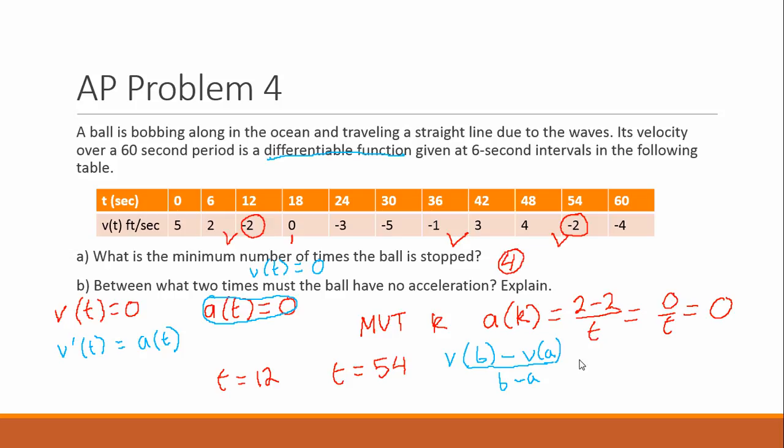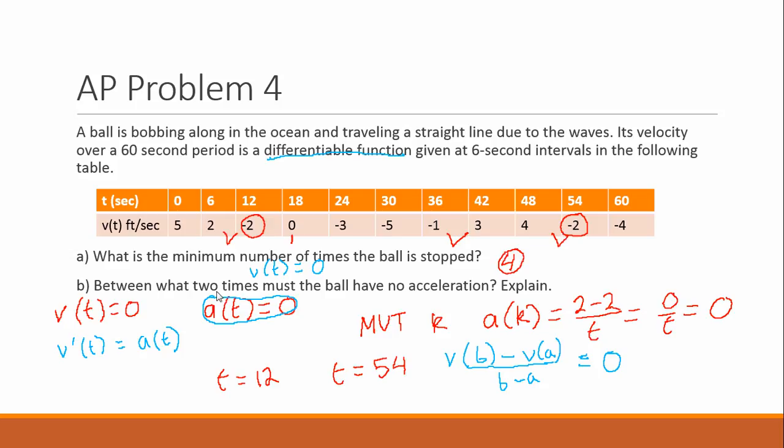And remember, v of b and v of a must be the same if we're using Rolle's theorem, so we would have the whole thing equal to 0. So all we're doing is looking on this graph here and trying to find two of the same values. So here we got negative 2, and here we got negative 2. So we know that between 12 seconds and 54 seconds, somewhere there must be acceleration equal to 0.